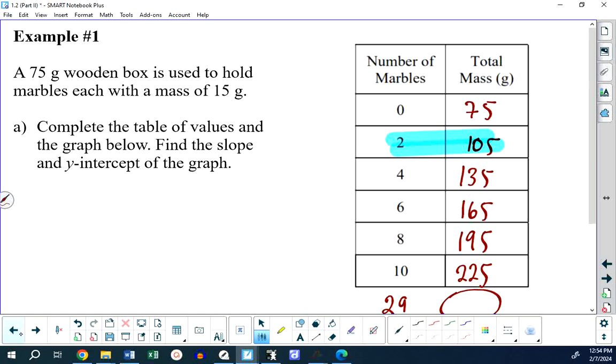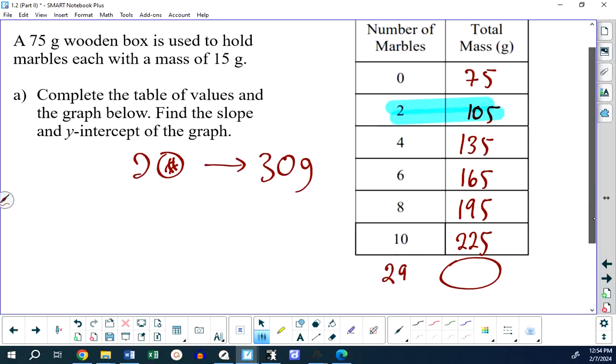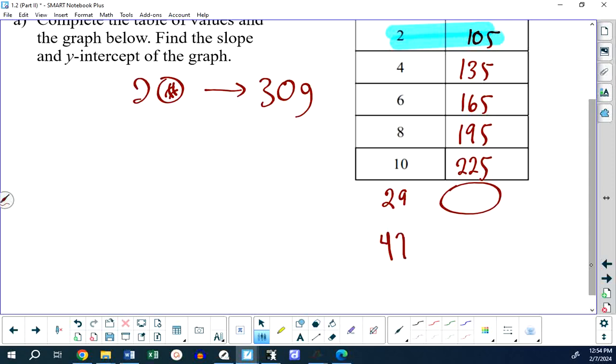All right, just check this out. Would you agree that 2 marbles is 30 grams? So the reason it's 30 is because 2 times 15 is 30. So you're going to take 15 times 29 to get the mass of 29 marbles. If you had 47 marbles, you would take 15 times 47.